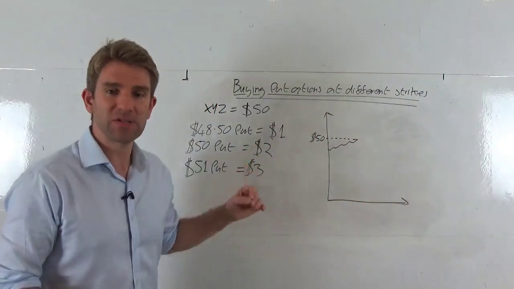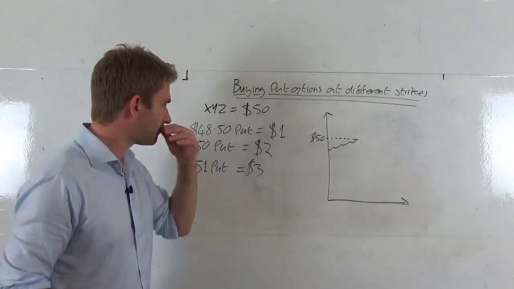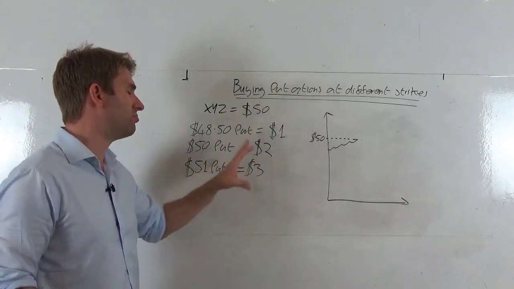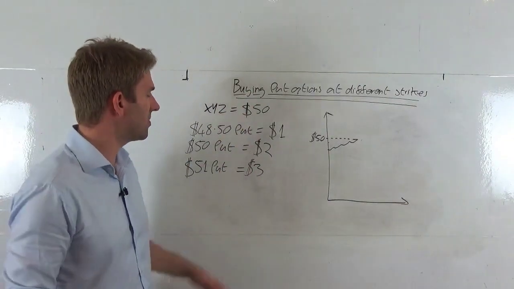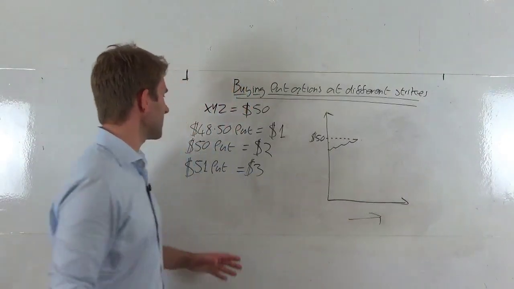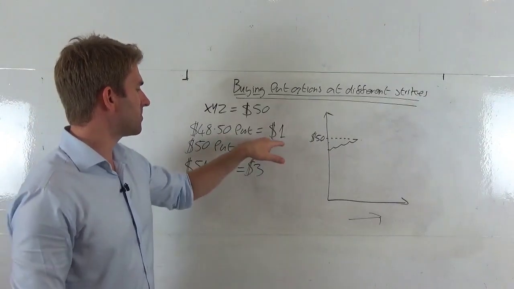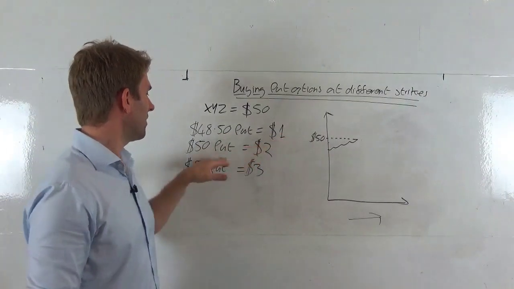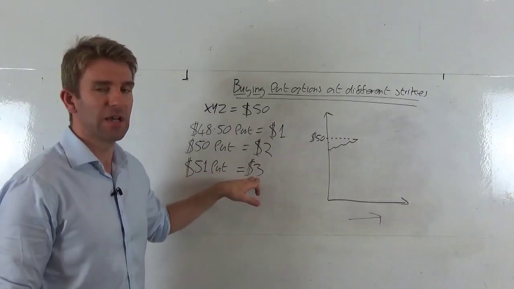But anyway, let's go back to the point. Let's have a look at how we could decide really what strike we're going to do. So let's look at three rough examples and you'll see how we can extend these out in a bit and see what's going on. So $50 is the price at the moment, and here's our time on our x-axis. Our 48.50 put is priced at $1. Our 50 put is priced at $2. Our 51 put is priced at $3. Let's have a look at those.